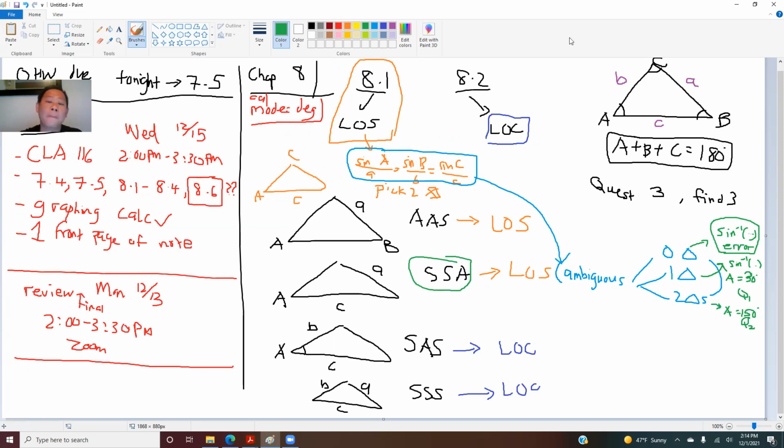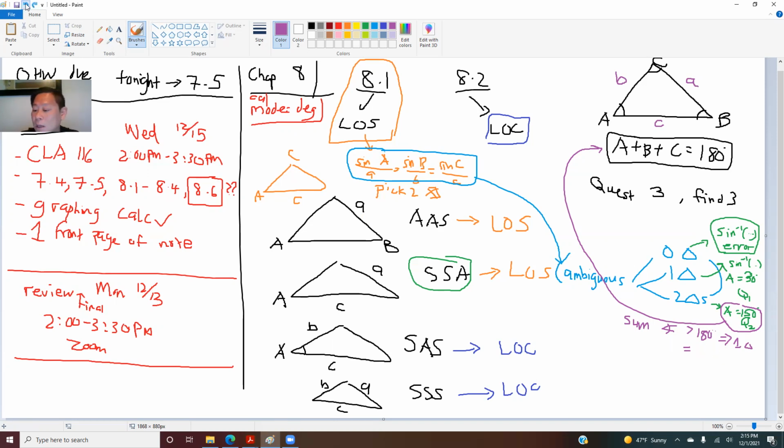How do you know if you got 1 or 2 triangles? You use back the sum. So what you do is you take the sum. Okay. So you only got 2 angles in this case. If you find out that the sum of these angles is more than 180 degrees, you will get only 1 triangle.